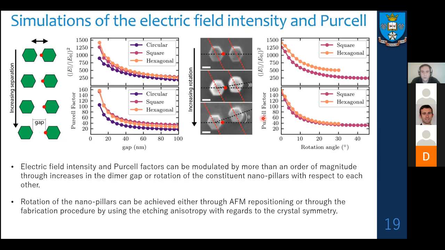We also introduce another method of modulating that, by rotation of individual nanopillars, which can be used for the square and hexagonal structures. This can be introduced through this AFM repositioning or through a clever use of the etching anisotropy and the crystal symmetry, shown here in the SEM. Shifting the centers of the individual nanopillars will form a new dimer axis, to which the pillars are rotated.